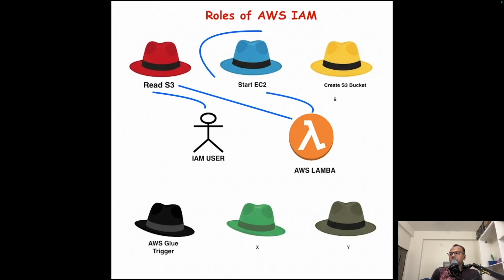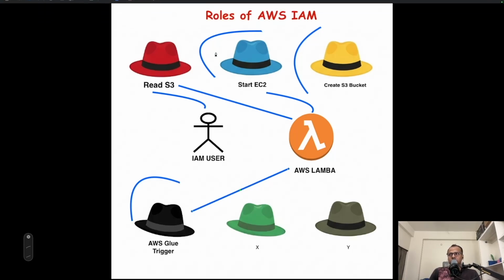Okay. Similarly, create S3 bucket. Similarly, trigger glue. Let's say an IAM user wants to trigger an AWS Glue job. So during that time, the AWS Glue trigger hat will be owned by the IAM user. Similarly, if a Lambda function wants to trigger one AWS Glue job, this hat will be used by the Lambda function. So roles are represented by hats.